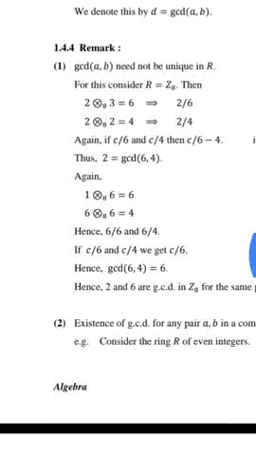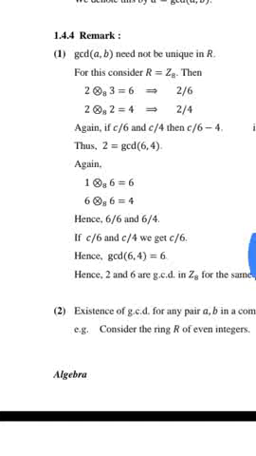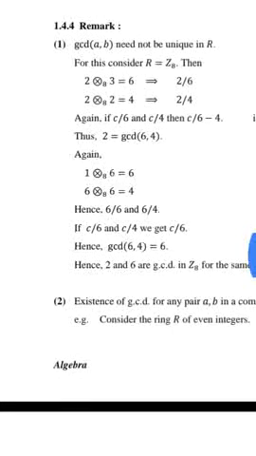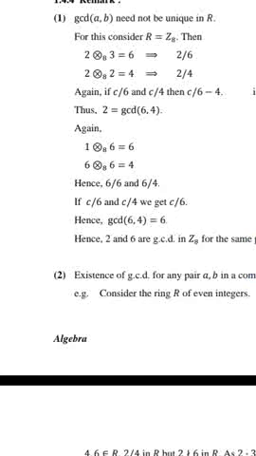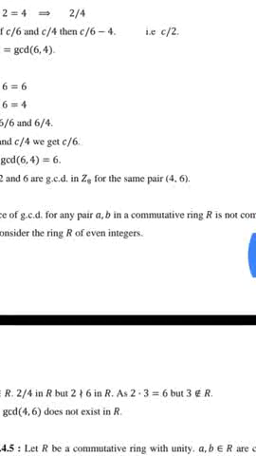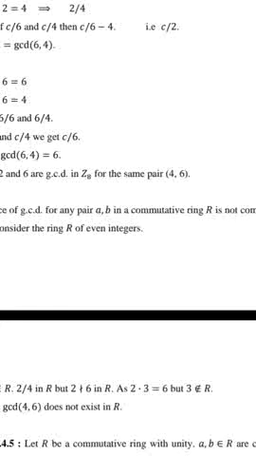Again, 1 multiplied modulo 8 by 6 is equal to 6, and 6 multiplied modulo 8 by 6 is equal to 4. Hence, 6 divides 6 and 6 divides 4. If C divides 6 and C divides 4, we get C divides 6. Therefore, GCD of 6, 4 is equal to 6. Hence, 2 and 6 are both GCDs in Z8 for the same pair 6, 4.